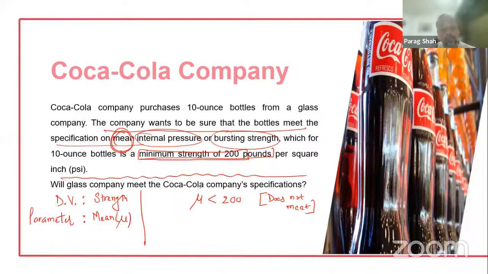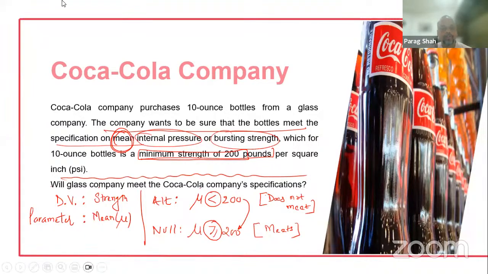Make sense? Because I've written does not meet. What will be complementary to this? I'm taking less than. So what are the alternatives left out? What are the possibilities left out? Greater than or equal to 200. Here it was less than. What are the other options left out? Greater than or equal to. This means it meets the criteria. Out of these two, here we have an equal to sign, and here there is no equal to sign. So this becomes your null hypothesis and this becomes your alternative hypothesis. This is how null and alternative are decided. Greater than or equal to, perfect.